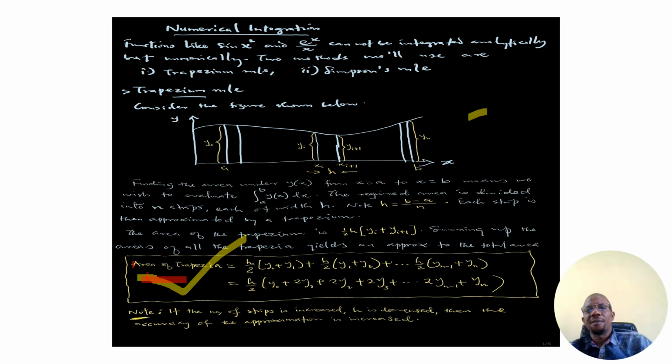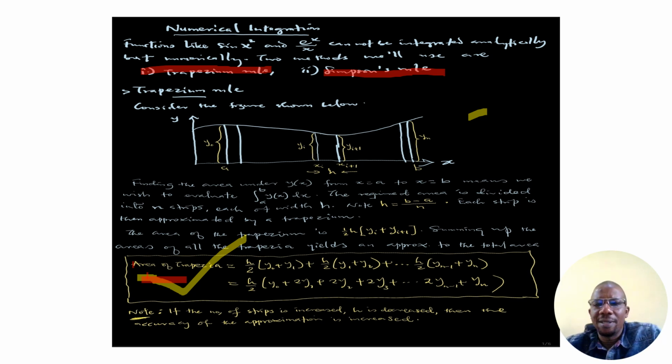Two methods are commonly used in solving these types of problems. We have the trapezium rule and the Simpson's rule. This is the Simpson's rule and this is the trapezium rule. First, let's look at this figure.